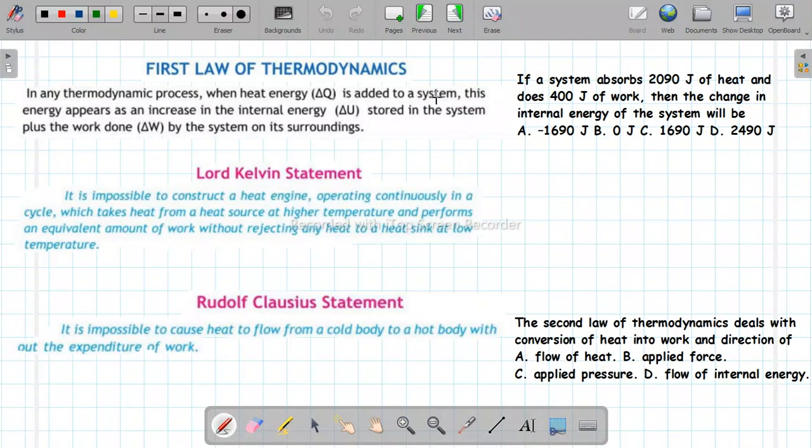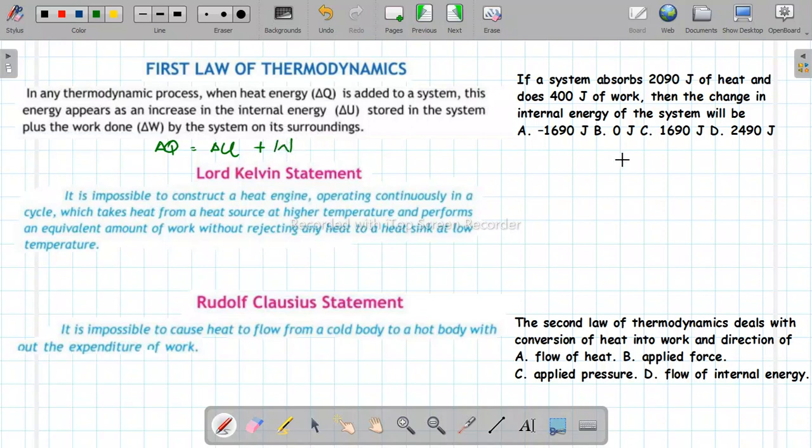Here we have two laws of thermodynamics in this chapter. First law of thermodynamics says in any thermodynamic process, when heat energy delta Q is added to a system, this energy appears as an increase in the internal energy of the system, which is delta U, plus the work done by the system on the surrounding. So this is the equation for the first law of thermodynamics.